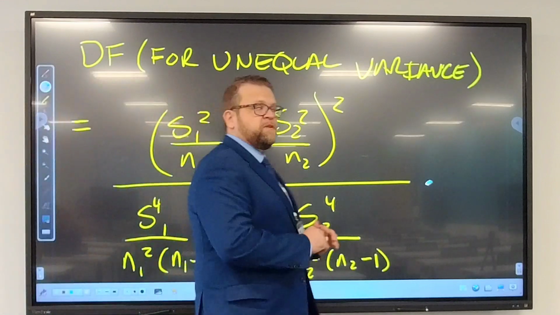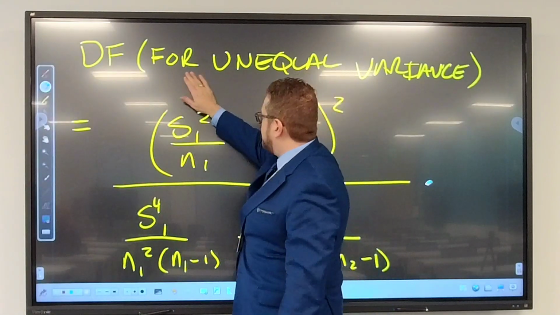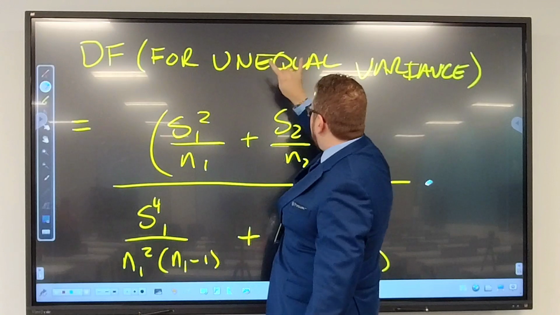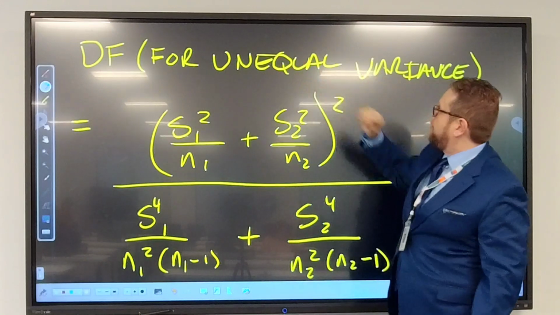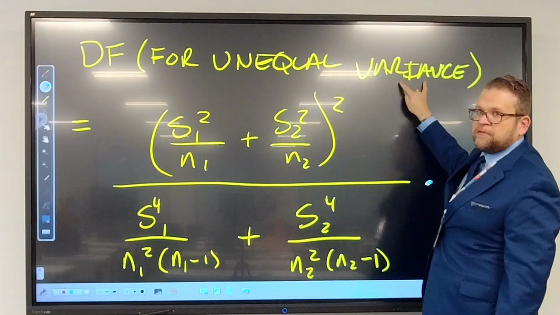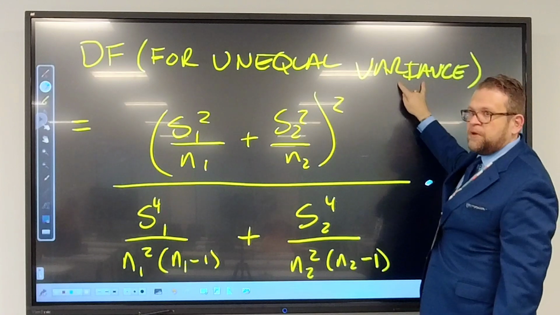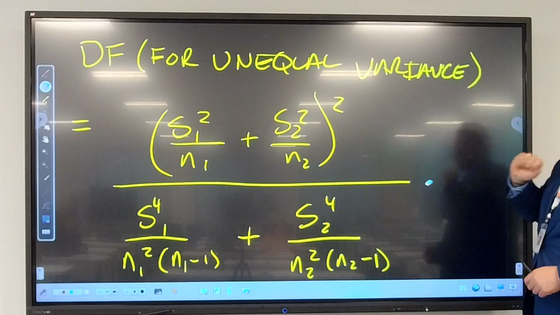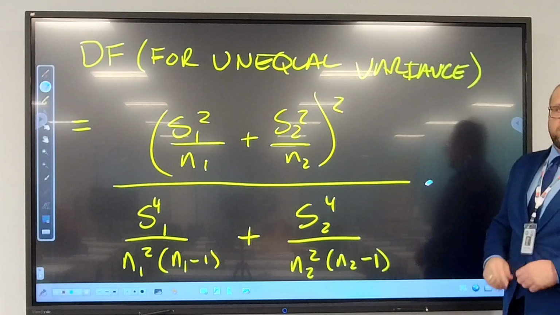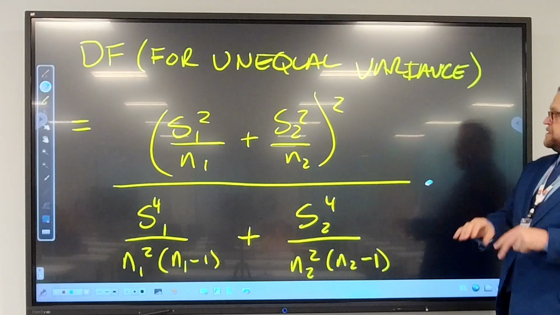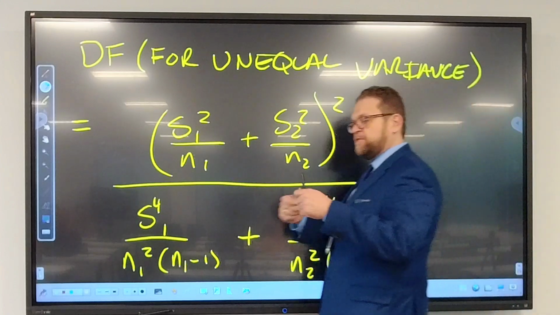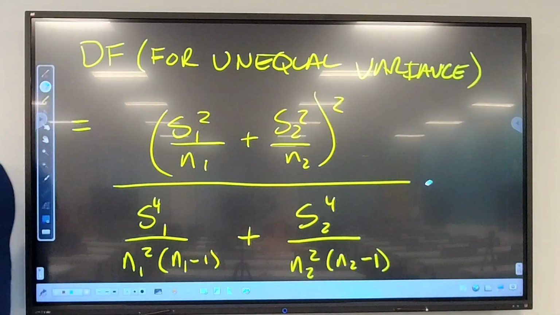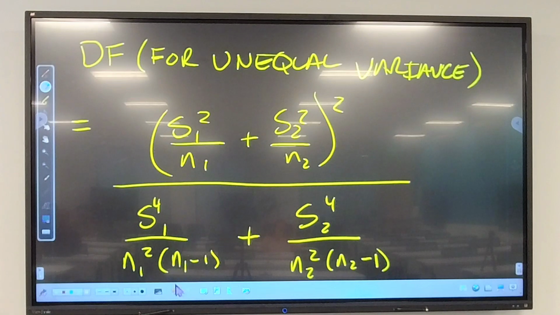You have to know that you're needing the degrees of freedom computation for when I do not believe, or have no reason to believe, that the variance of each sample should be the same. When they're unequal, it's this complicated formula. If they have the same variance, then it's just the sum of the two numbers minus 2.